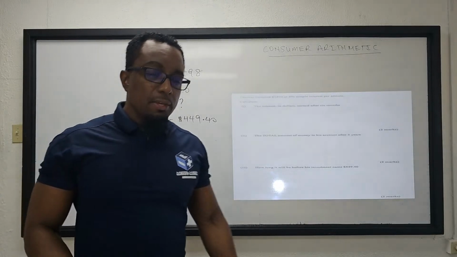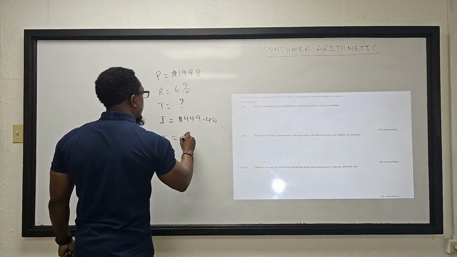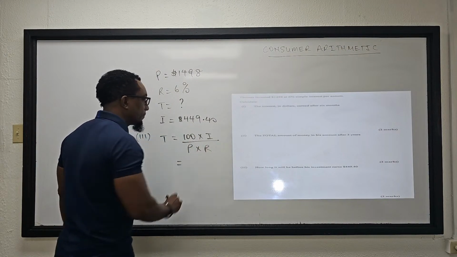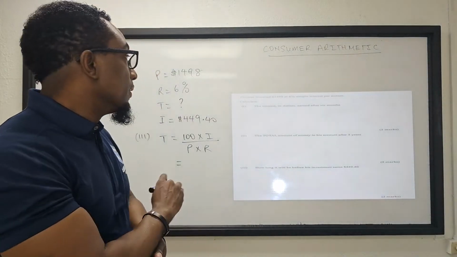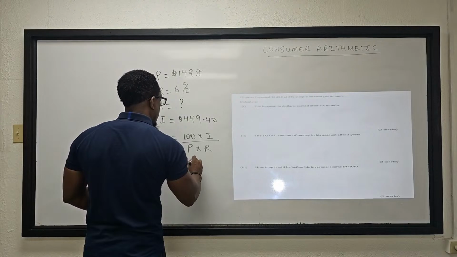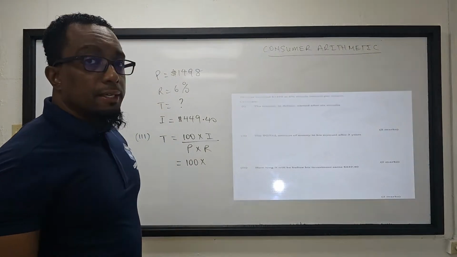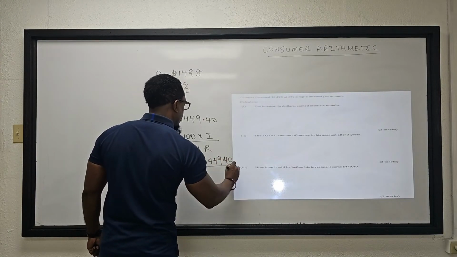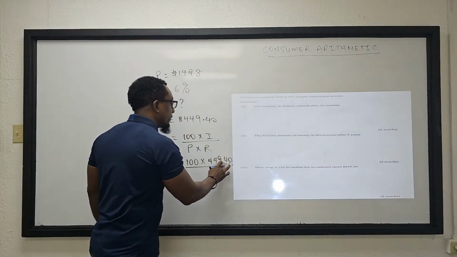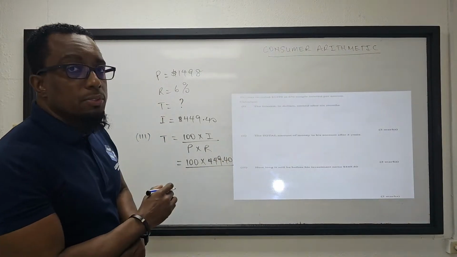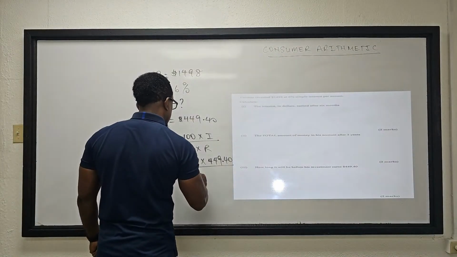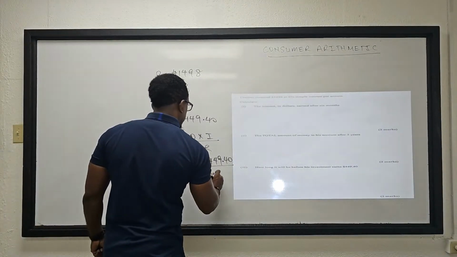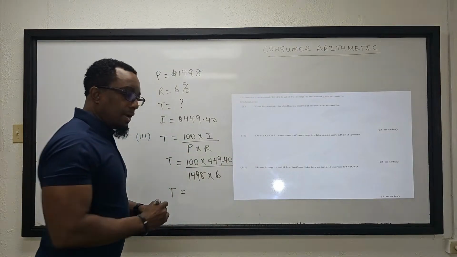You know, time is equal to 100 multiplied by the interest all over the principal times the rate. This is how we are going to determine what is the time. So this will be 100 times the interest, which is $449.40, all over the principal. Principal is $1,498 times the rate, which is 6%. And let's determine what is the time.